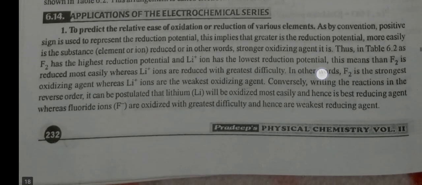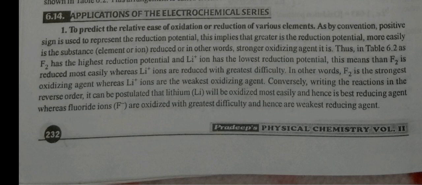Applications of the electrochemical series. First, to predict the relative ease of oxidation or reduction of various elements. As per convention, a positive sign is used to represent the reduction potential. That implies that the greater the reduction potential, the more easily the substance is reduced, or in other words, the stronger oxidizing agent it is.